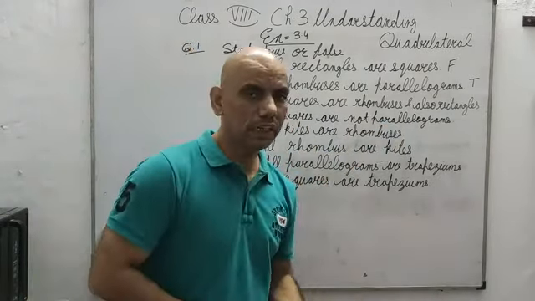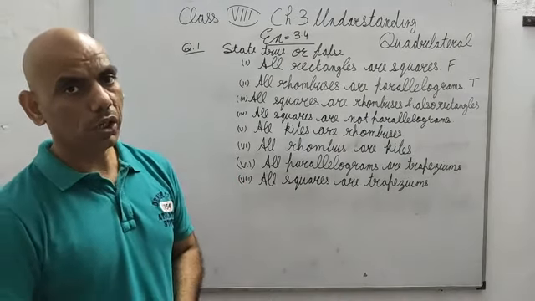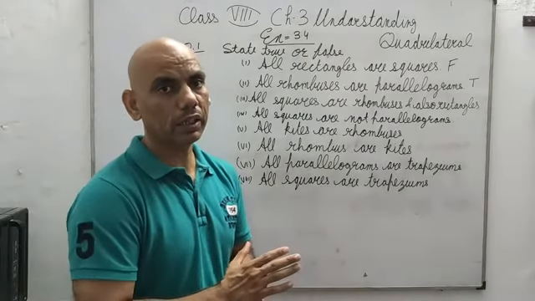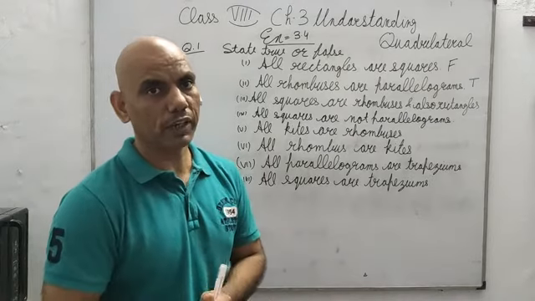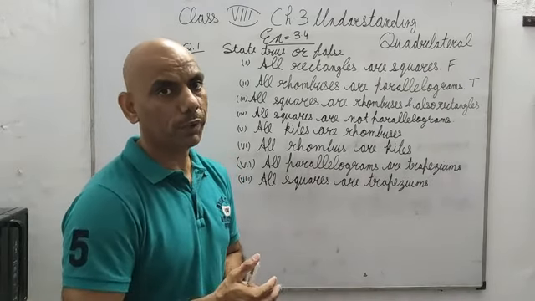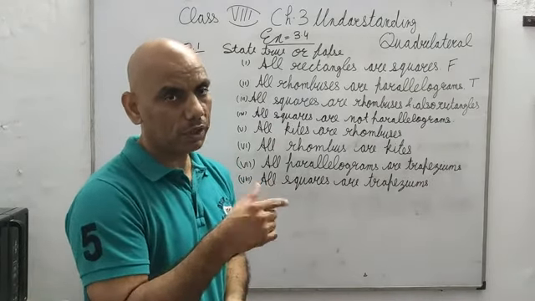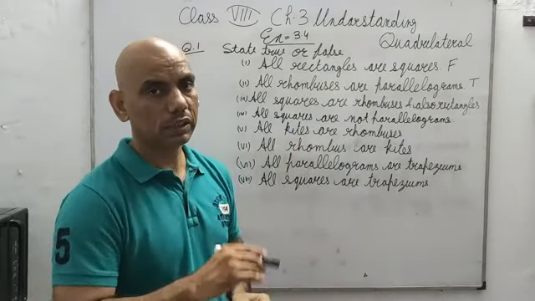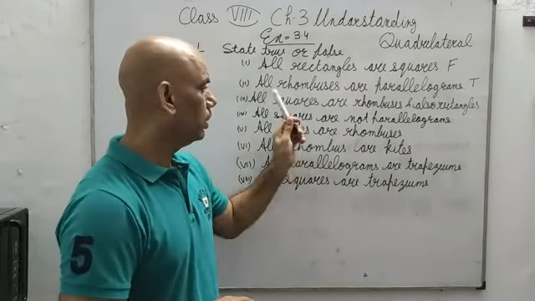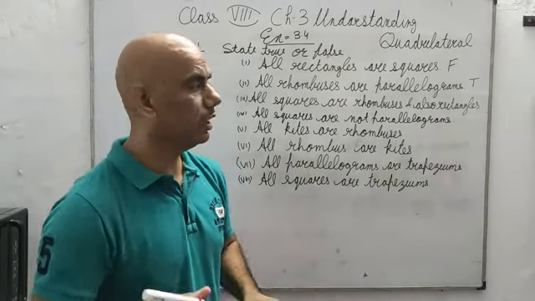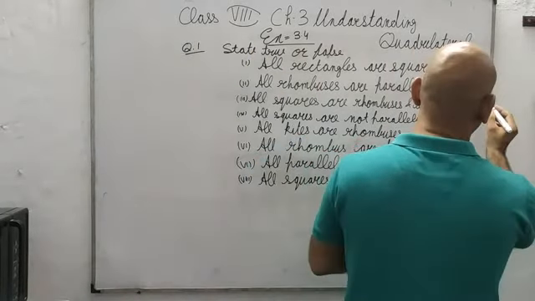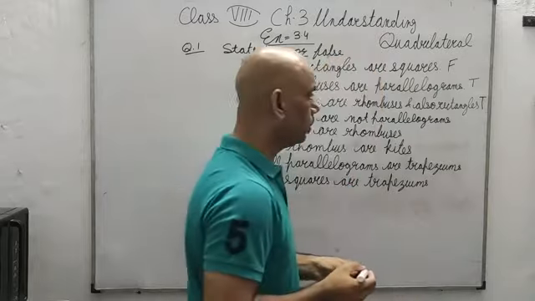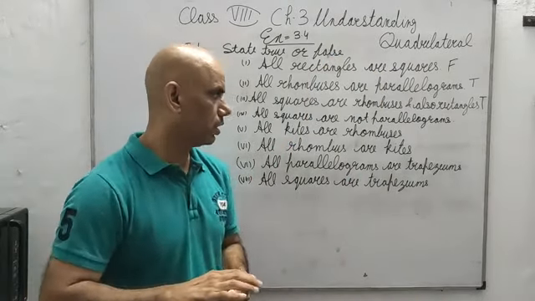Squares are rectangles also. Why? Because a square contains all the properties of a rectangle. Rectangles are having what property? The diagonals must be equal. The diagonals of a square are also equal. What else? All the angles must be 90 degrees. So all the angles are 90 degrees here. That is why this is also true. Next.